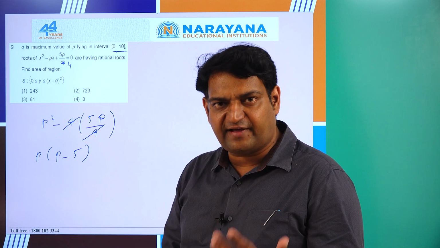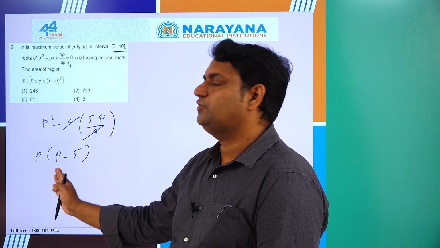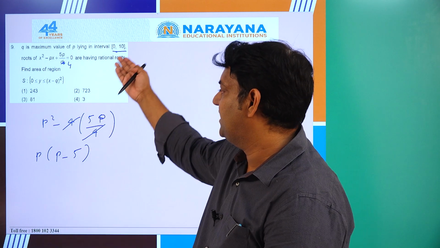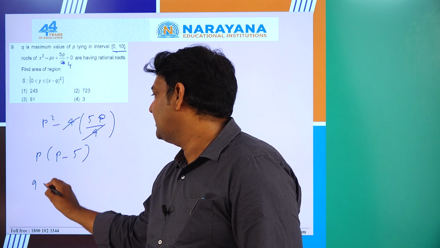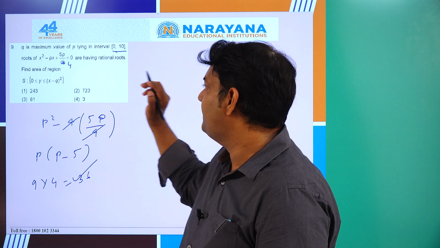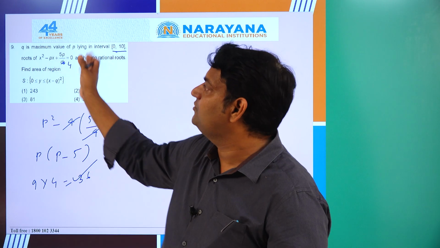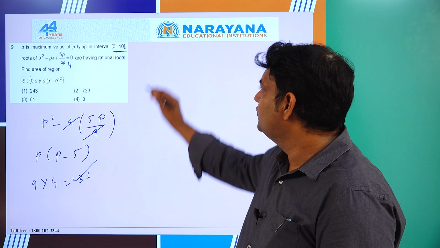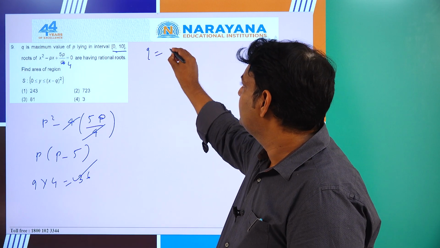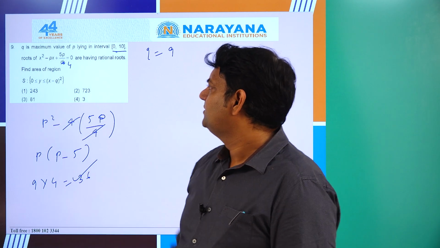Since we want the maximum value of p, we will start with the bigger value. If you substitute 10 into 5, 50. Is it a perfect square? No. We will go to the next number. What is that? 9. 9 into 9 minus 5, 4, 36. Is it a perfect square? Yes. So what is the maximum value of p possible? 9. And that maximum value is named q. Means what is the value of q? It is 9. Understand?